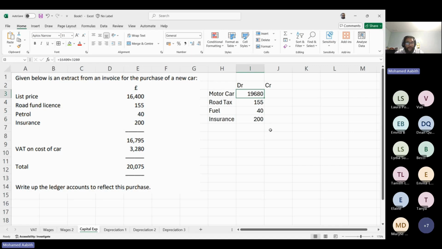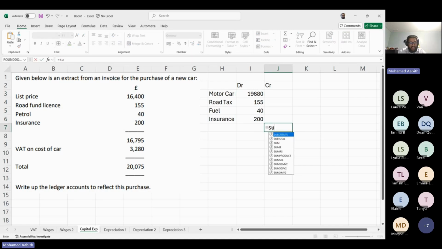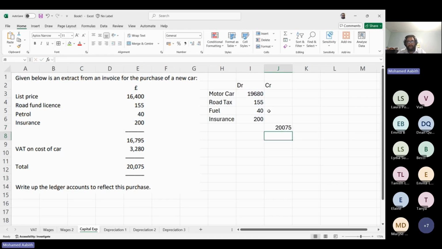How did we pay for all of them? I'm going to sum all of it. The total amount cost me 20,075 pounds, paid by bank. Can you notice that here? Bank, 20,075 pounds is the credit. So these are the ledger accounts for that one. I hope that made sense for you guys. The important part here is to decide which items can be capitalized and which cannot.